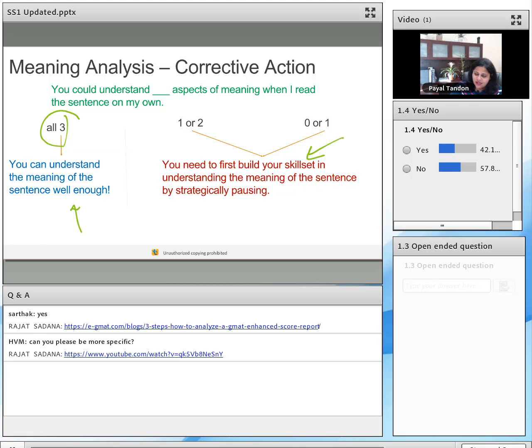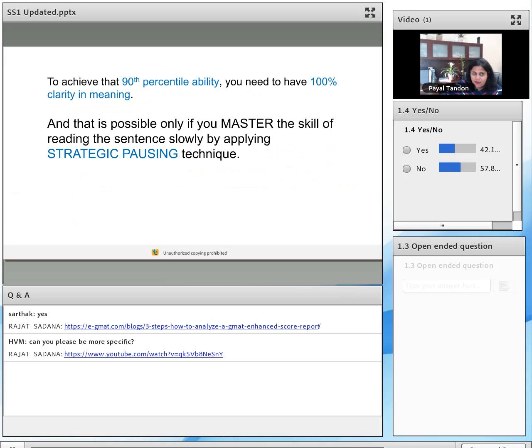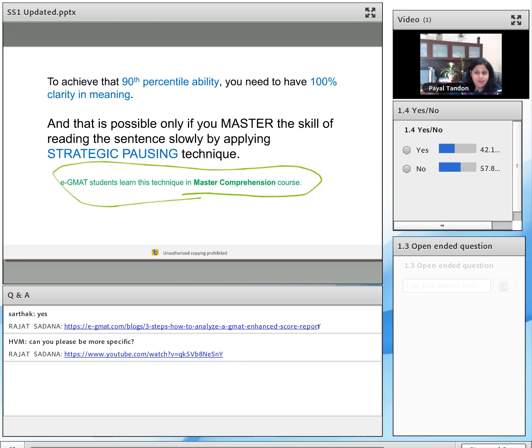You need to build your skill set in understanding the meaning of the sentence. That's very, very, very important. Now, how do you build that skill set? I'll talk about that. You need to master the skill of strategic pausing. And because this skill is so very critical for all of verbal, we have developed this specialized course called Master Comprehension.